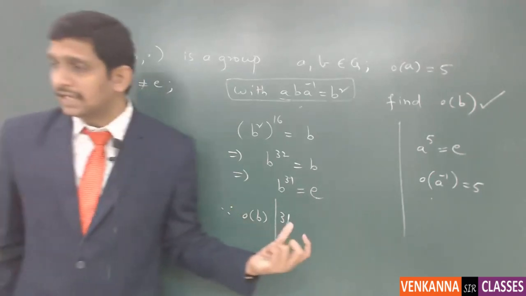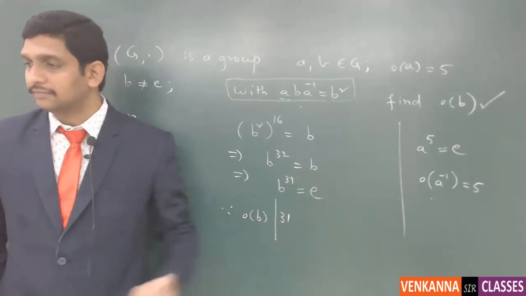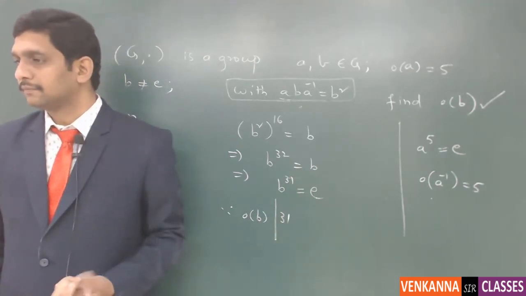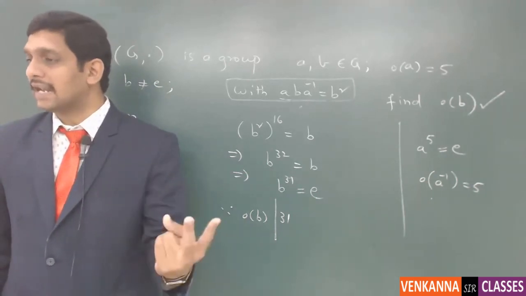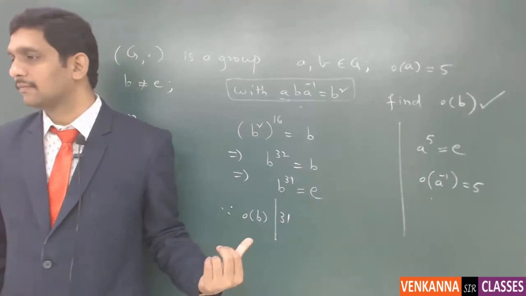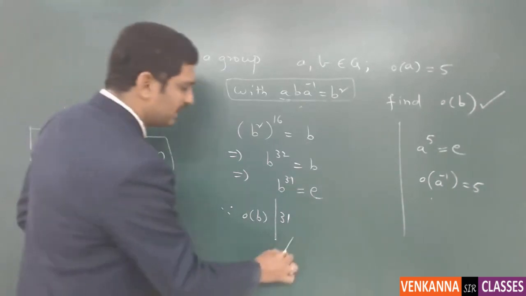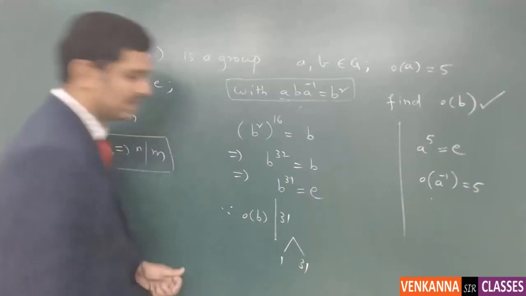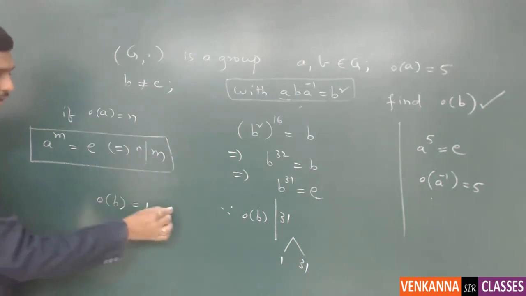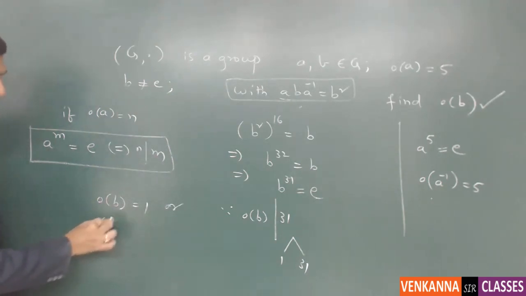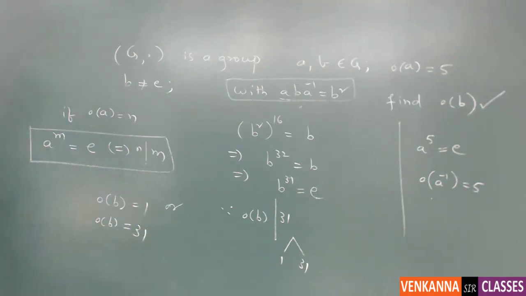So what are the divisors of 31? Since 31 is a prime number, 1 and 31 itself are the divisors. Therefore, the only divisors are 1 and 31 itself. So there are two possibilities. The order of b may be 1 or the order of b may be 31. So there are only two possibilities for b. Accepted?